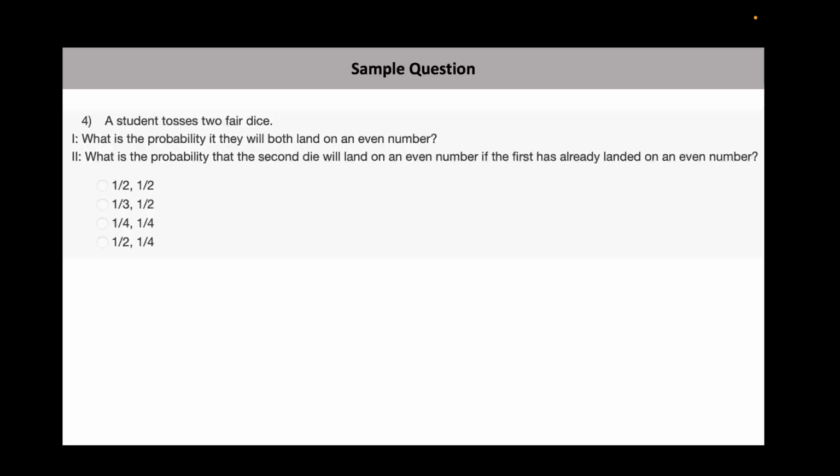A student tosses two fair dice. There are two parts in this question. First, what is the probability that they both will land on an even number, and second, what is the probability that the second die will land on an even number if the first has already landed on an even number? I'll give you 2 minutes. You can try solving it.